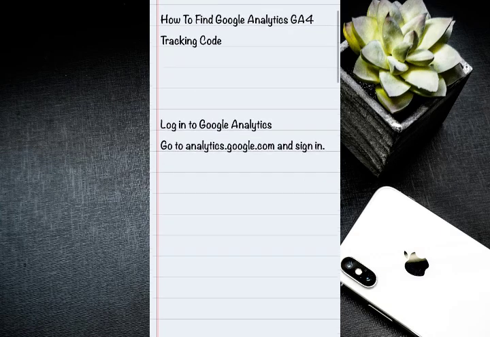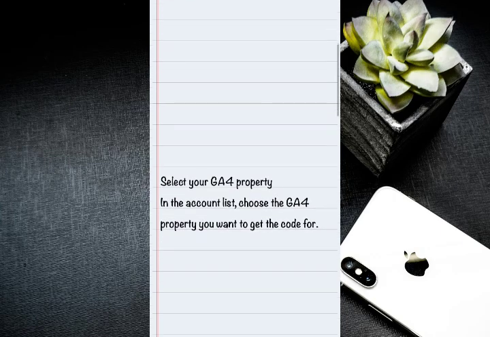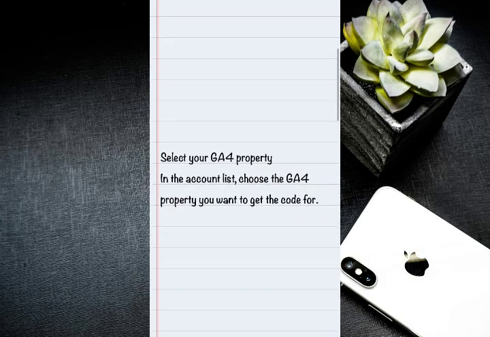So the first thing to do is to log into your Google Analytics. So go to your Google Analytics and sign into your account. If you don't know the official website, just open your browser and type in analytics.google.com, then sign in using your Google account. And after that, you have to select your GA4 property.